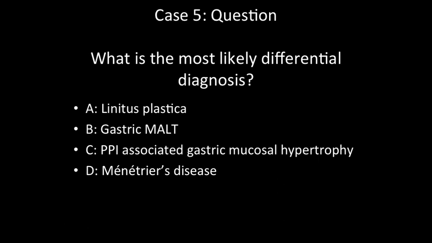The question is, what is the most likely differential diagnosis? A. Linitis plastica, B. Gastric mold, C. PPI-associated gastric mucosal hypertrophy, or D. Menetrier's disease.